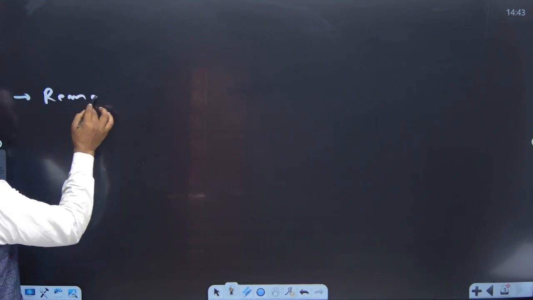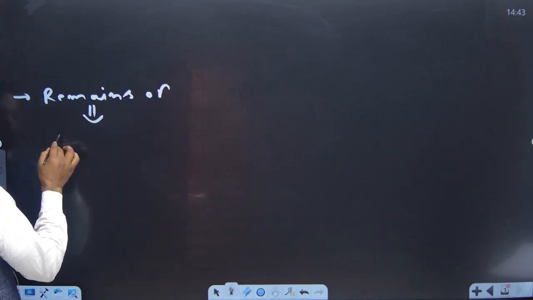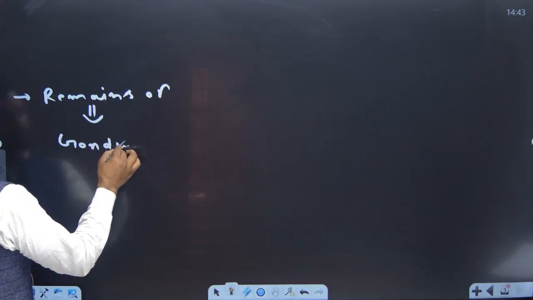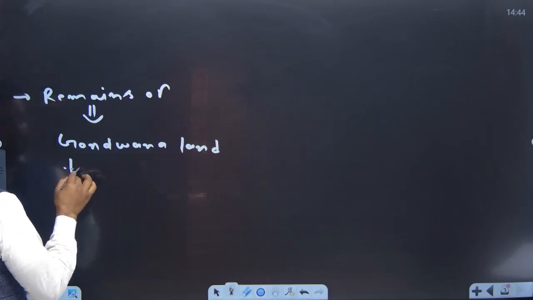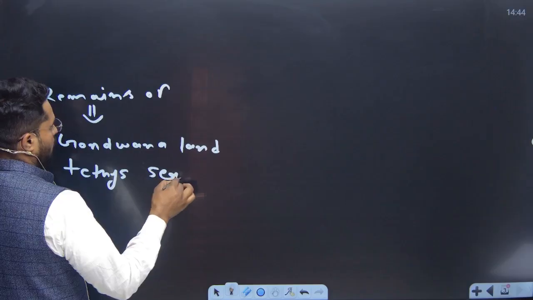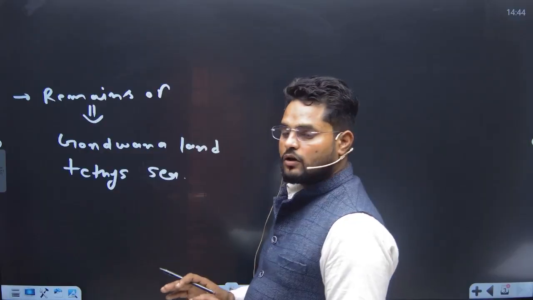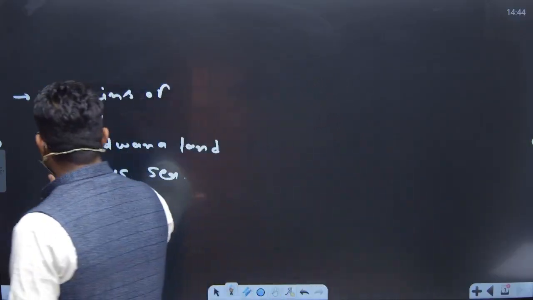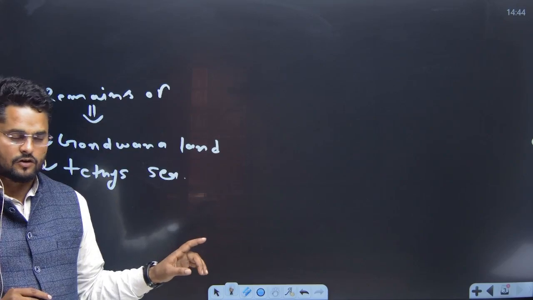So dear student, according to Wegener, our Rajasthan is the remains of Gondwana land and the Tethys Sea. No part of Rajasthan is formed from Angara land. Our Rajasthan is formed only from Gondwana land and the Tethys Sea. So these terms are directly related to the physical division of Rajasthan.